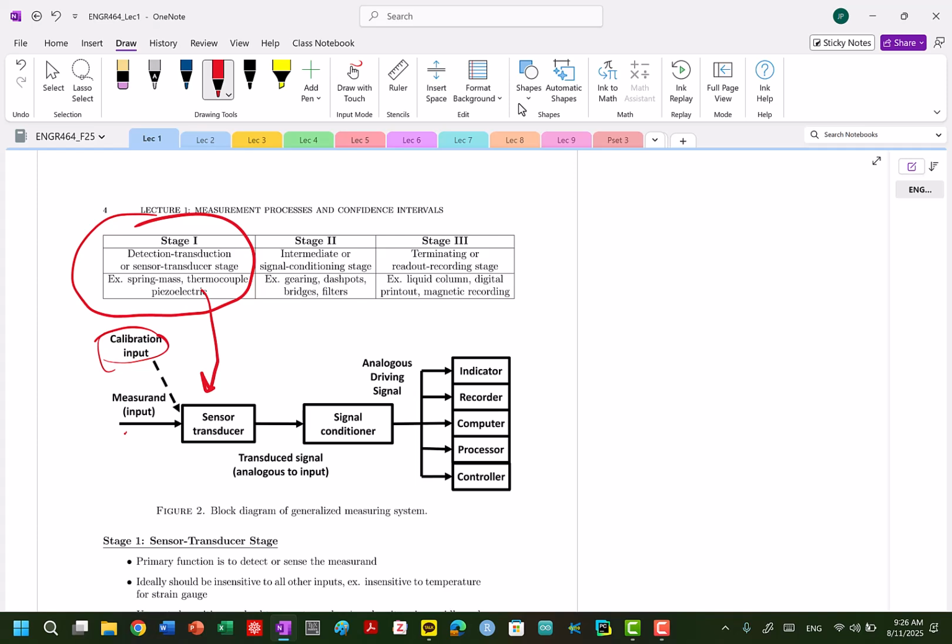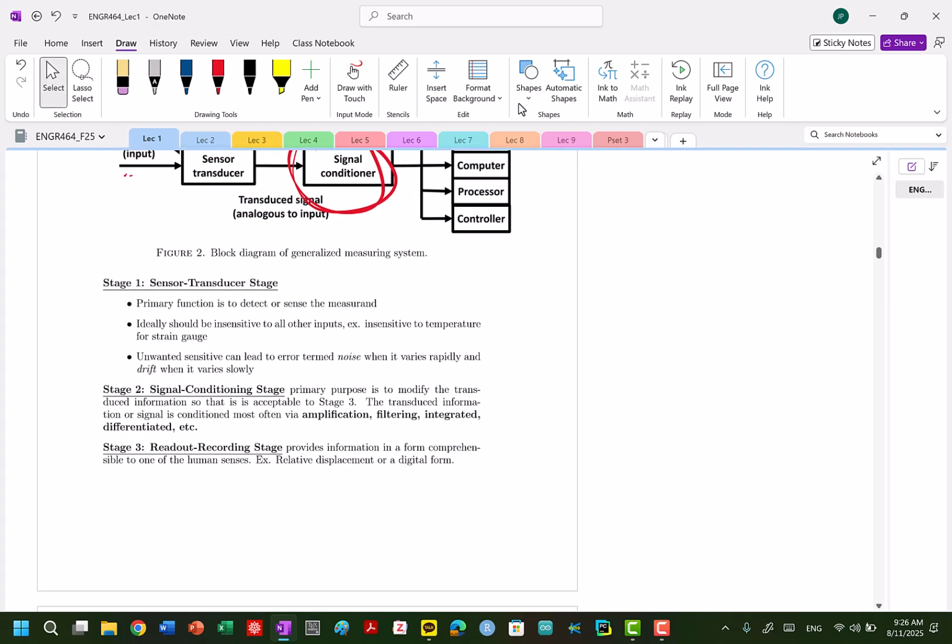So there's lots of examples of this we're going to see in just a second, but there's some transduction of that signal of the initial measure. The second stage is really important, which is some signal conditioning stage. So again, this is where amplification, integration, filtering, any type of function or math that's going to occur, it's going to occur in stage 2. And then stage 3 is just basically what's your readout. So not as exciting, essentially.